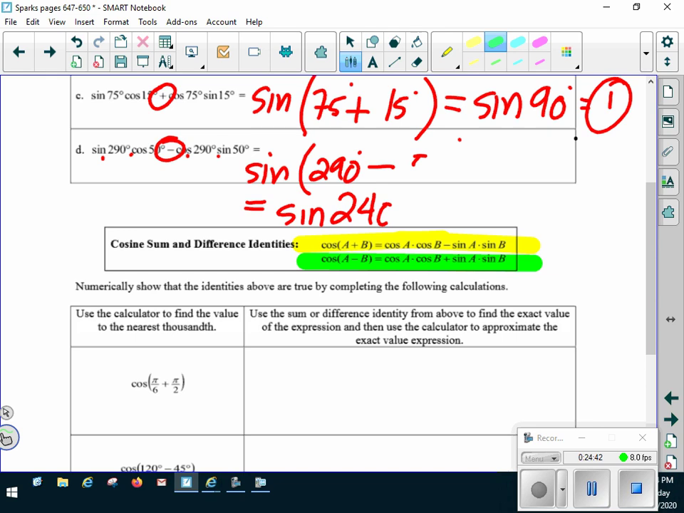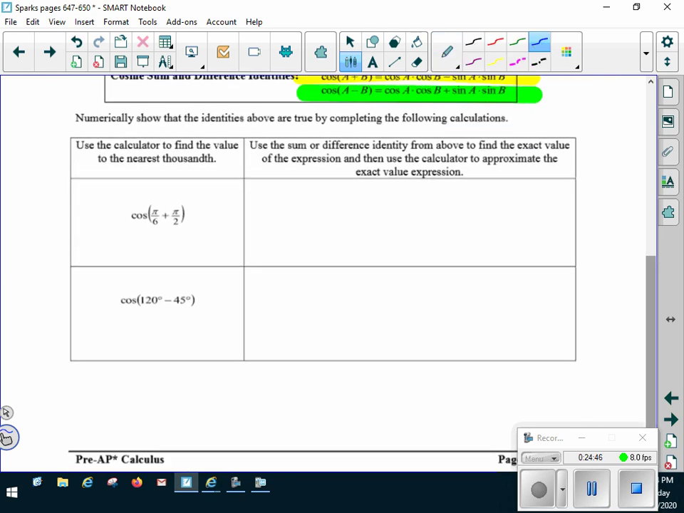Then here we go. Put your phones away, please. We're just not even gonna do what it says. It says do the nearest thousandth, yada yada yada. We're just gonna do it, okay?